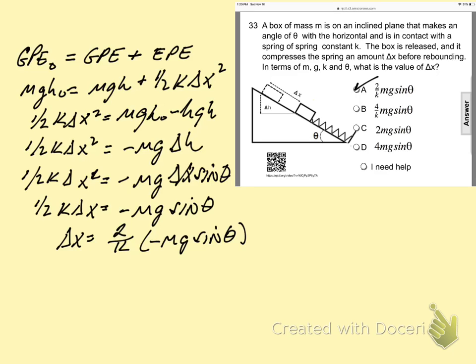The negative sign comes into play because the change in height would be final minus initial, so we're getting a negative minus a positive, and that's the reason why it's a negative sign.